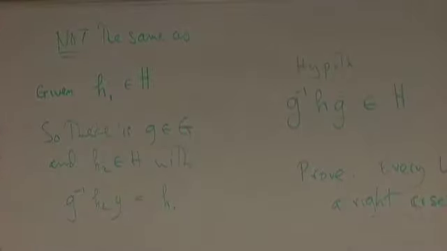The second comment is, and two of you commented on this, and this was really good. It's interesting, you actually wind up proving something that on the surface looks a little bit stronger than what you're required to prove. All you're required to prove is that every left coset is some right coset.